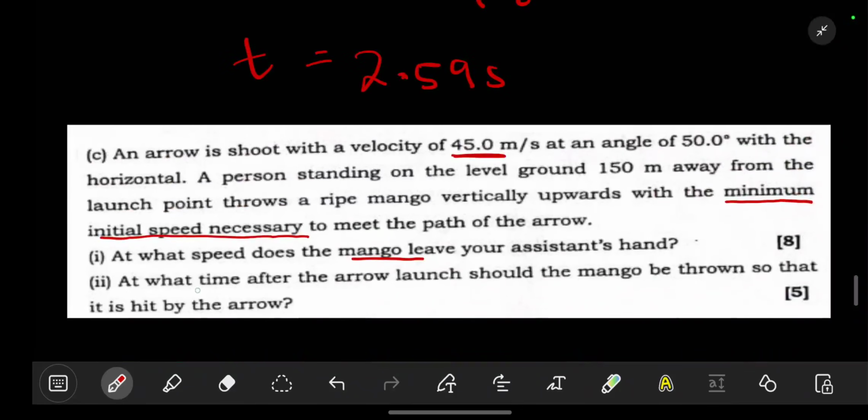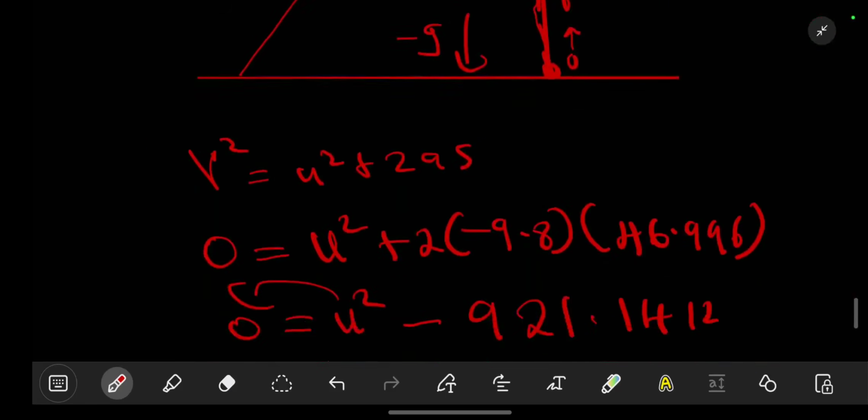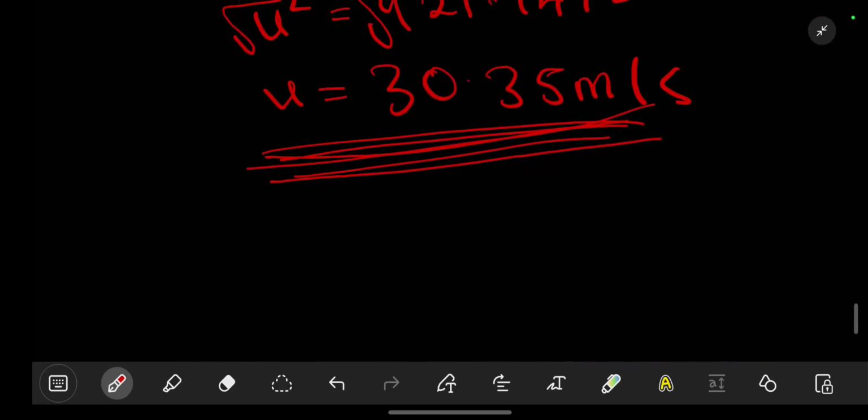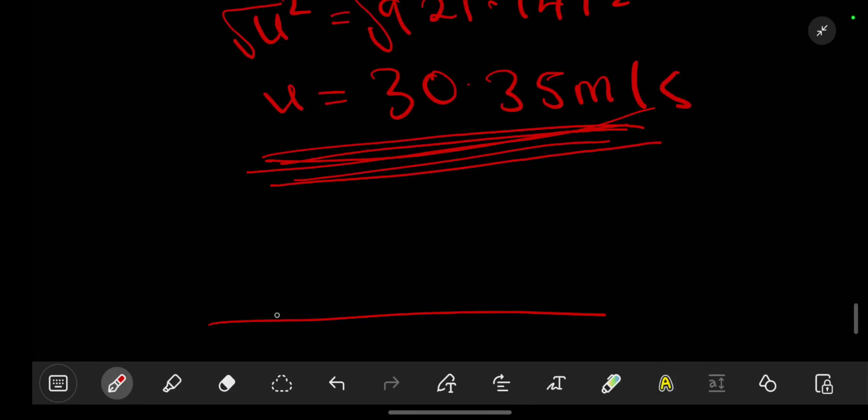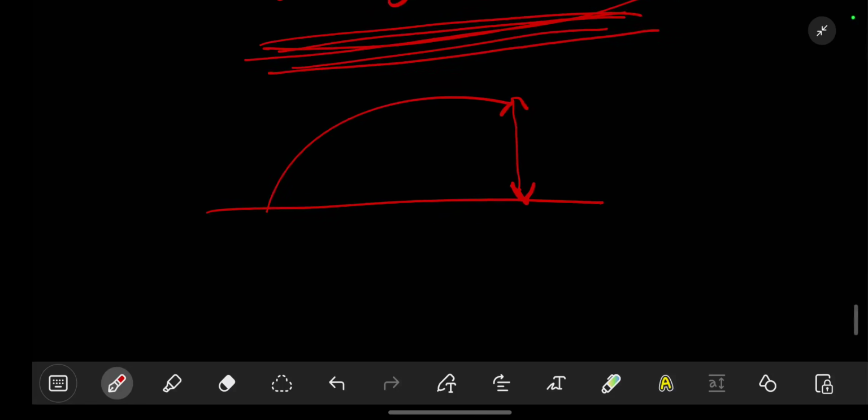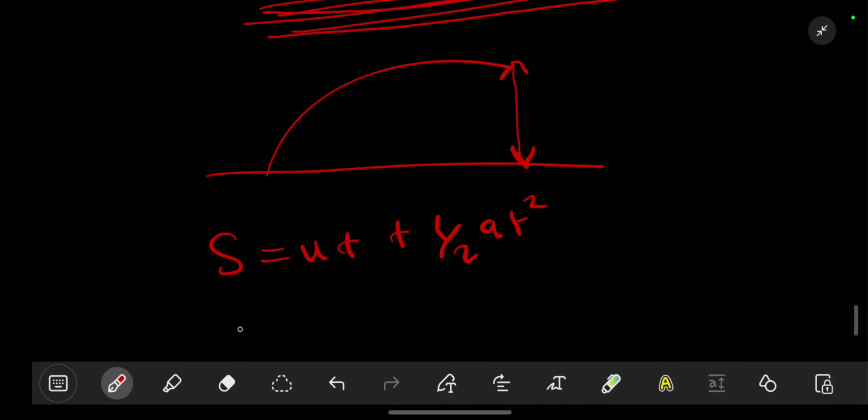Then we have: at what time after the arrow launch should the mango be thrown so that it is hit by the arrow? So from here we first need to know what time the mango takes to reach that height. What time does it take? So let's find the time. Knowing s is equal to ut plus half at squared, and v is equal to u plus at.